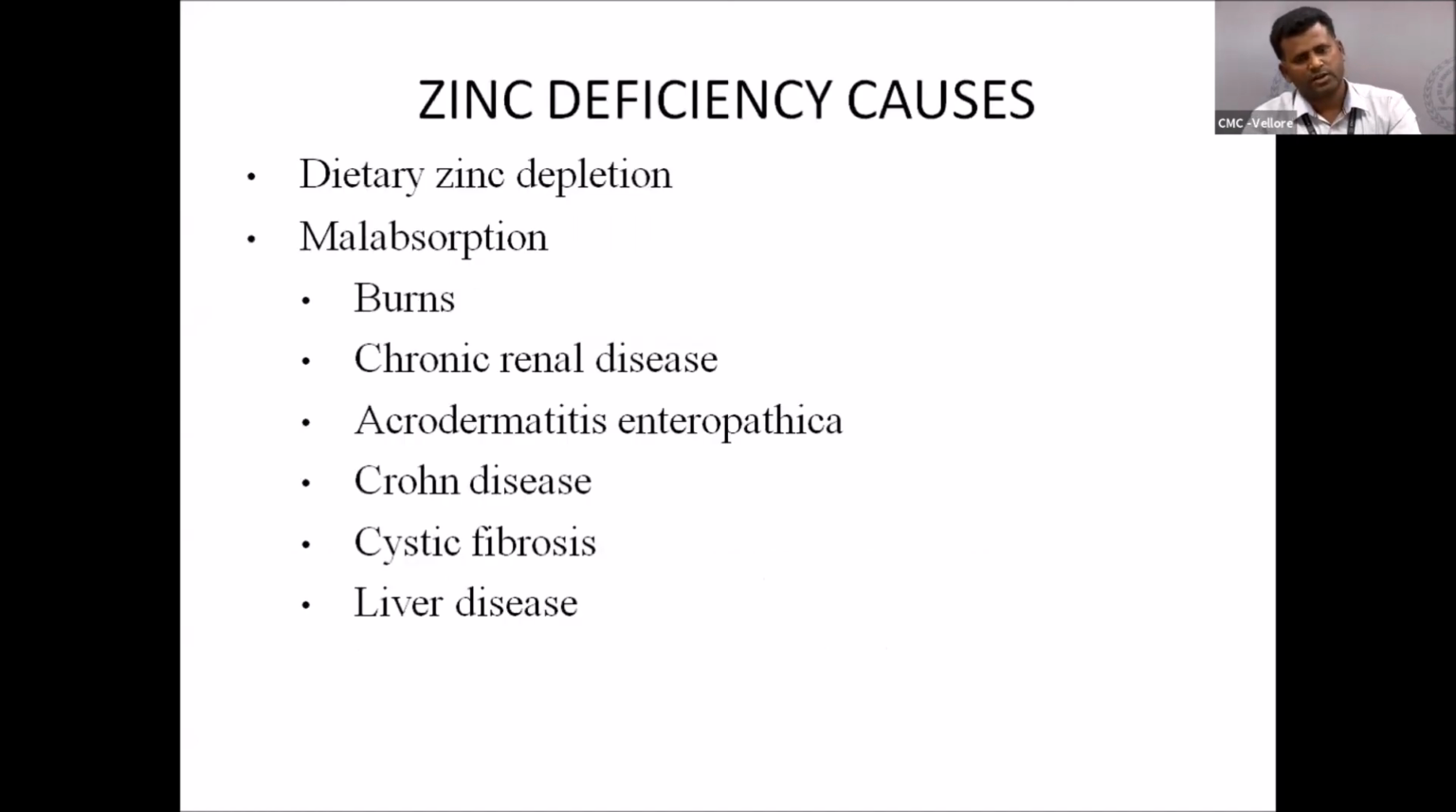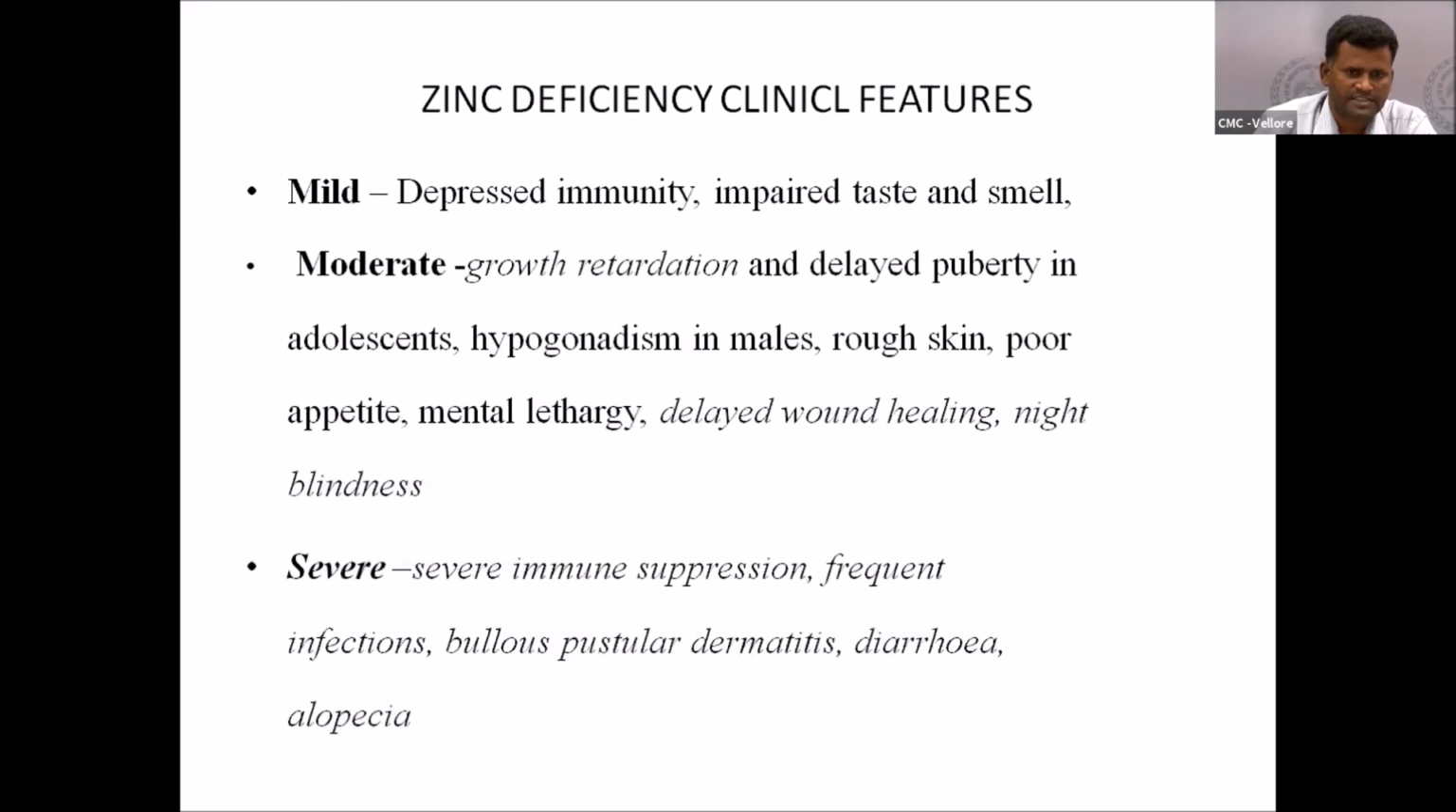So zinc deficiency, what is the etiology? It's poor dietary intake of zinc, malabsorption, burns, chronic renal disease, and other diarrheal disorders like acrodermatitis enteropathica, Crohn's disease, cystic fibrosis, and chronic liver disease can produce zinc deficiency. Mild zinc deficiency can produce depressed immunity, recurrent infection, and impaired taste and smell. Moderate can produce growth retardation and hypogonadism, delayed wound healing, and night blindness. Severe can produce severe immune suppression and frequent infection, and then acrodermatitis enteropathica.